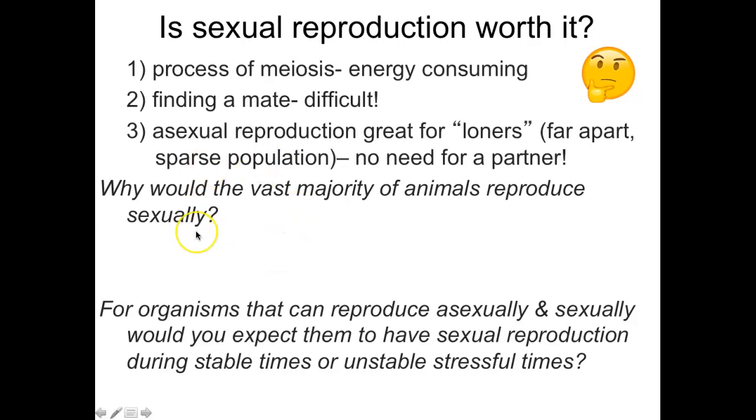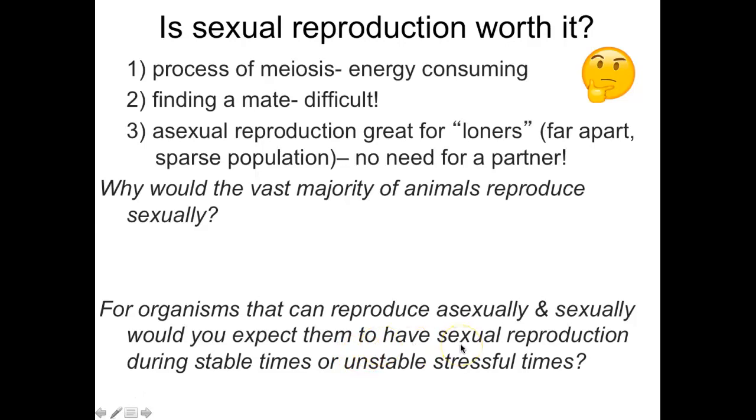That's what I was talking about earlier with COVID-19: to have sexual reproduction means that you're ensuring your offspring is different genetically, and having genetically different individuals in a population is very healthy for that population. If you look at organisms that can reproduce asexually or sexually, would you expect them to have sexual reproduction during stable times or unstable, stressful times? So there are some organisms out there that can either asexually make a clone or find a partner and create a unique offspring.